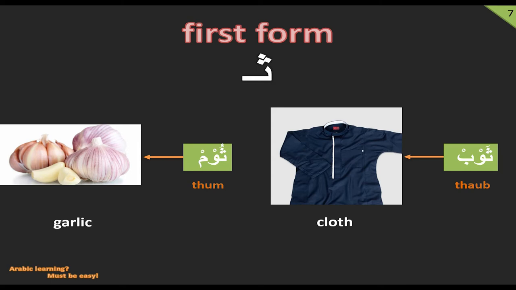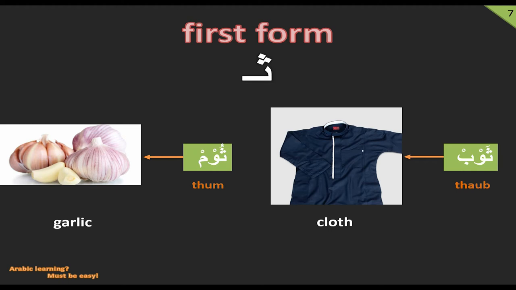And the second example is the noun ثوم, ثوم, so ضم on ثاء, سكون on واو, and also on ميم. ثوم means garlic. It's a coincidence that in both examples the letter waw occurred with sukun in the middle, so it's not a rule at all.